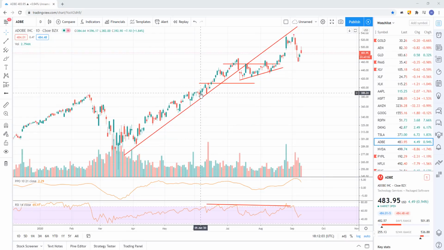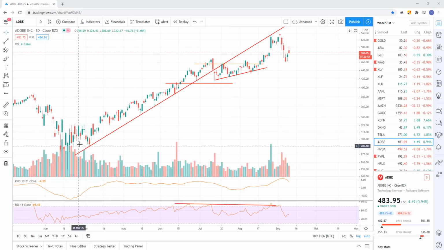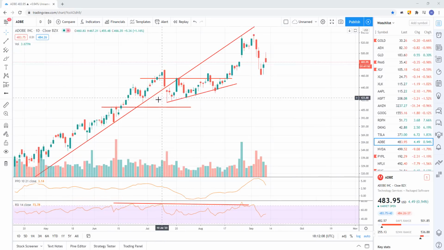Adobe looks like it's heading lower. And Adobe, we've got this uptrend line that we've been in since March.